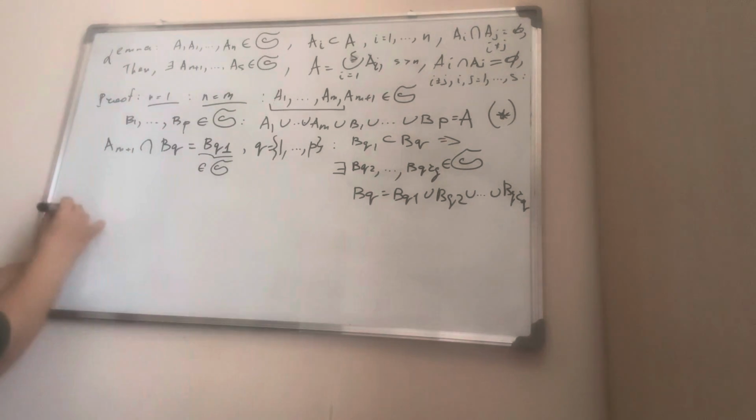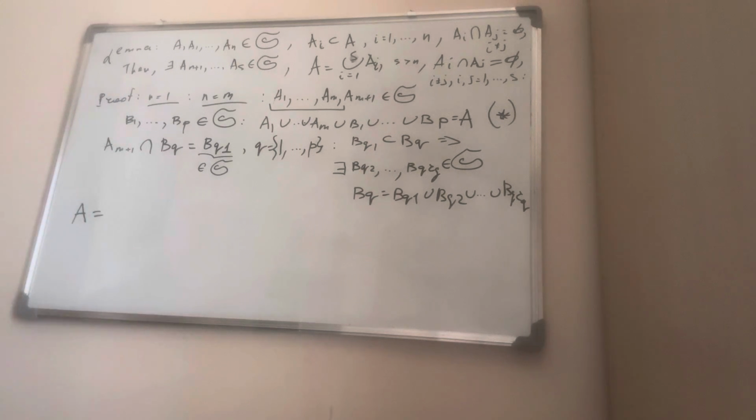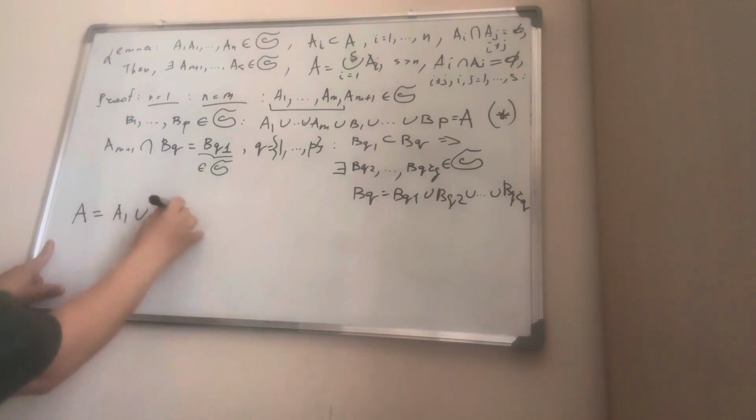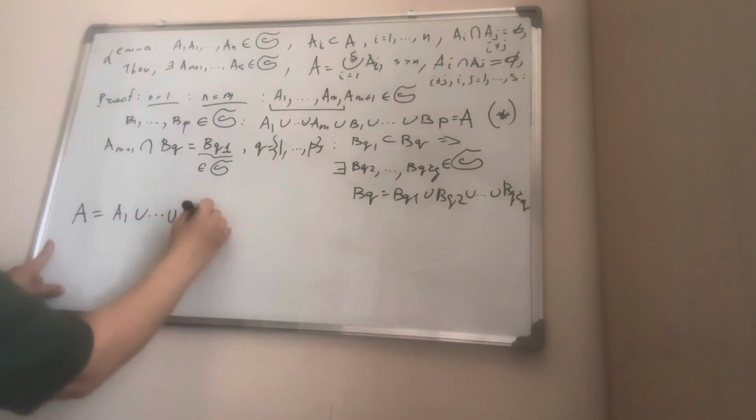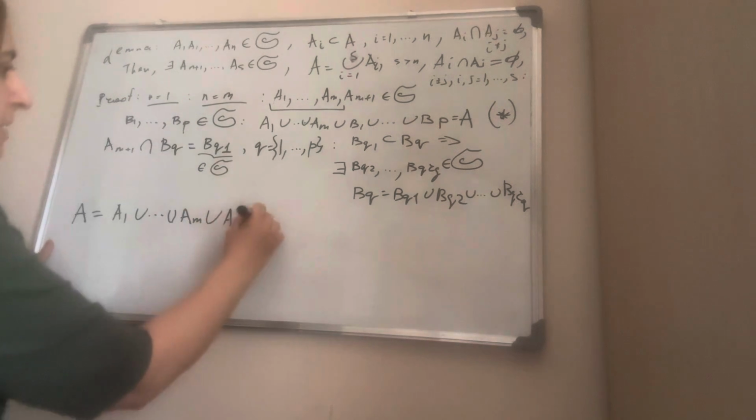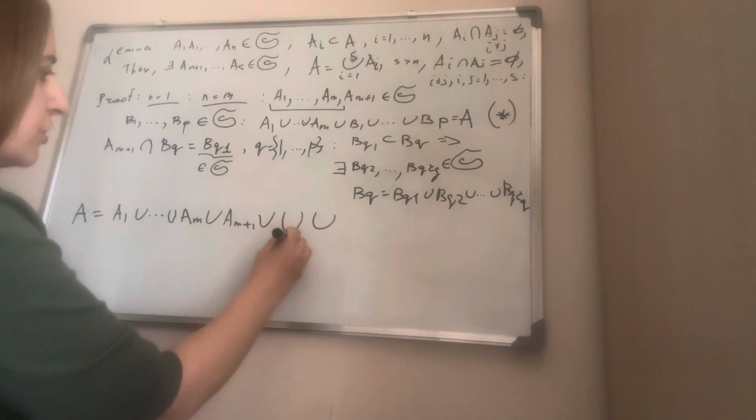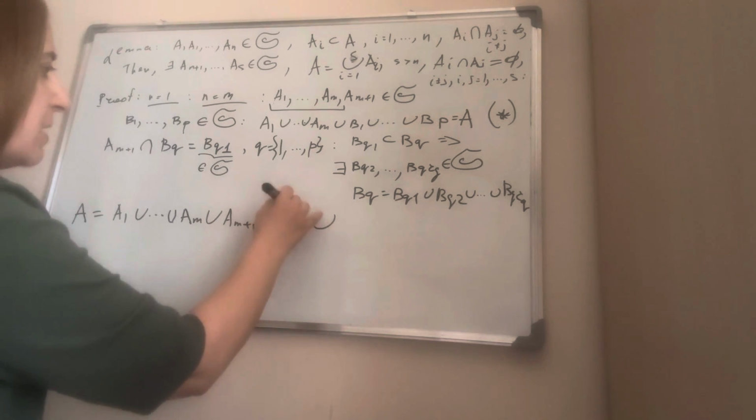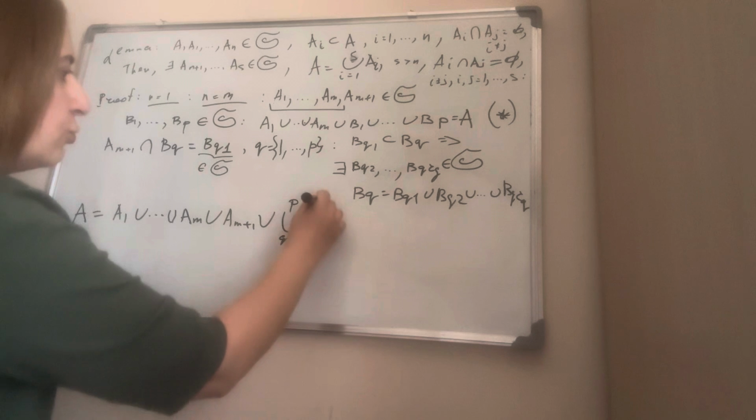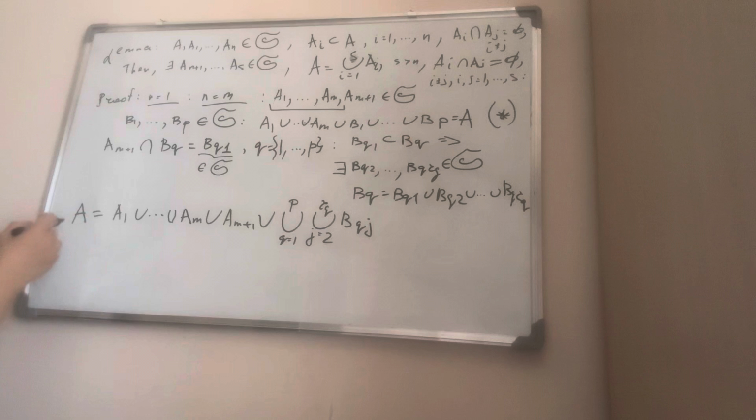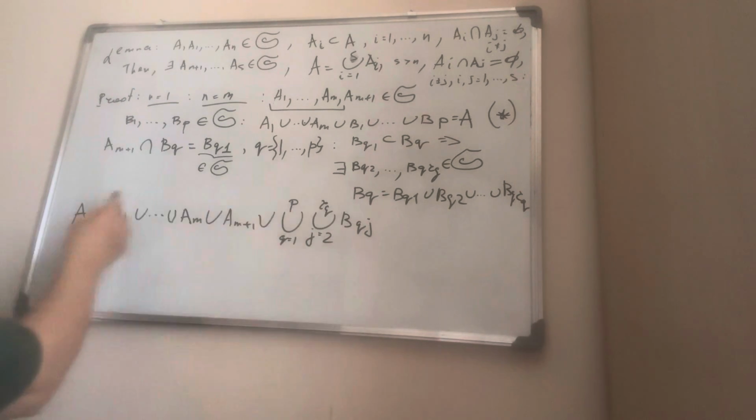Now, it will be easy to see that A equals A1 union ... union Am union Am+1 union the union of Bqj, where q changes from 1 to p, and j changes from 2 to rq. So it is easy to see that A is the following union.